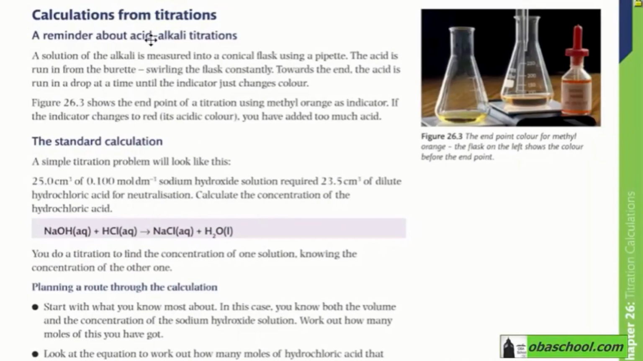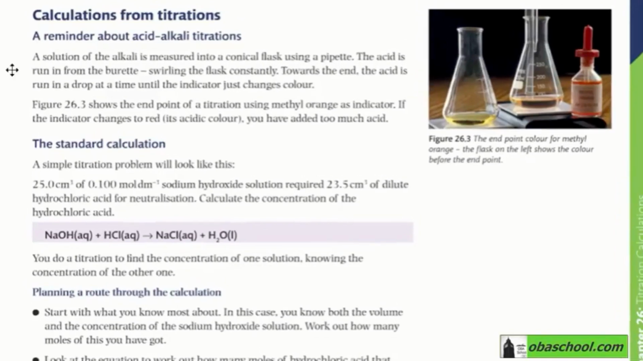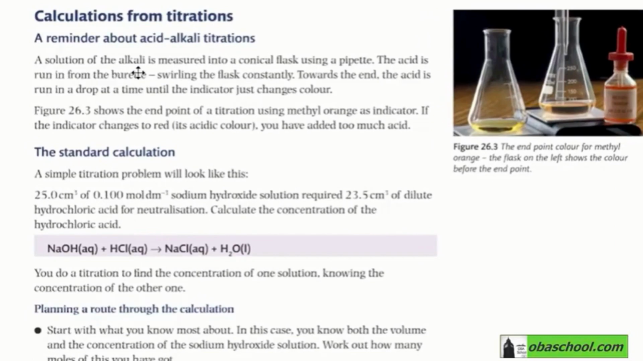Calculations from titrations. A reminder about acid-alkali titrations. A solution of the alkali is measured into a conical flask using a pipette. We'll put an alkaline solution into a conical flask, as the one you can see in the figure, using a pipette in which you can measure the amount of the solution or solvent we're putting in the flask.